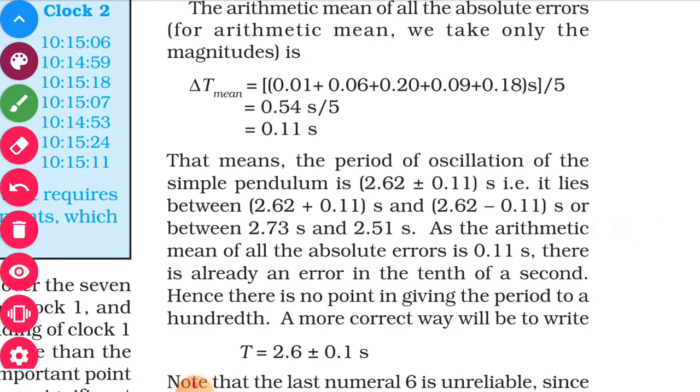So the reading can be written as mean value plus or minus mean absolute error. Okay, the mean value was 2.62 plus or minus this mean absolute error that we got. That is, the value lies between 2.62 plus 0.11 or 2.62 minus 0.11. That is, you have the values ranging from 2.73 seconds to 2.51 seconds. Okay, so this way you can write.